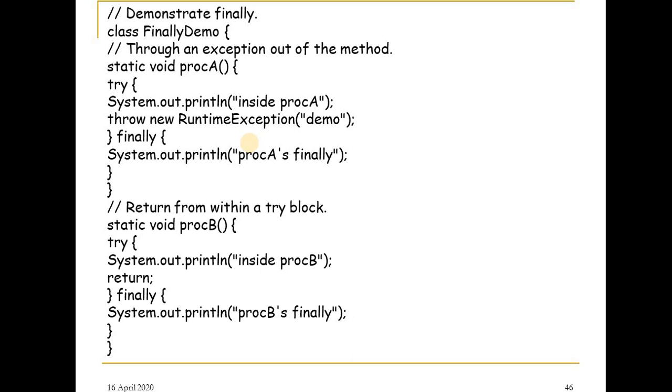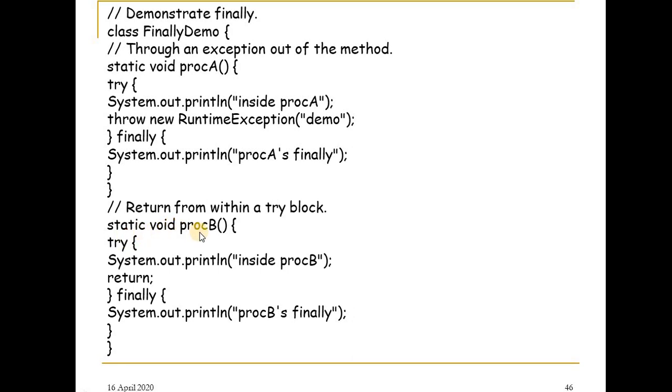Next, let us see this program here. Class FinallyDemo. Inside this class, we have one method, procA, which will have a try block. Inside the try block, we display inside procA, and we are going to throw a RuntimeException object. Next, we have the finally block for that try, which will display procA's finally.